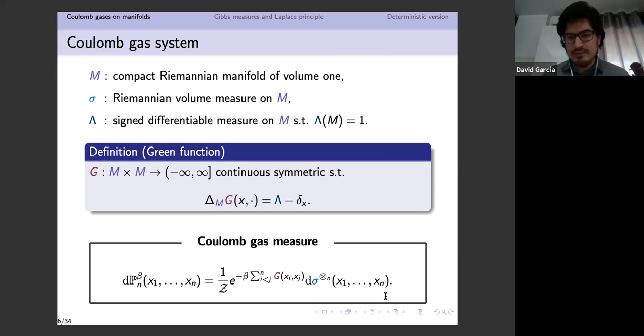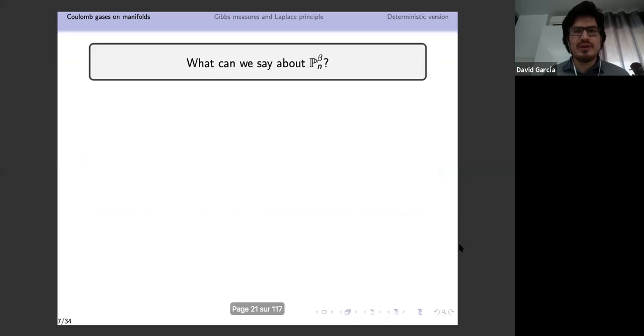So we take the same formula as before. We use sigma for the reference probability measure to define the probability Pn, and G is related not to sigma but to this lambda, and this 1/c is some normalization constant. We ask Pn to have total mass 1. Now the question is, what can we say about this Coulomb gas measure?